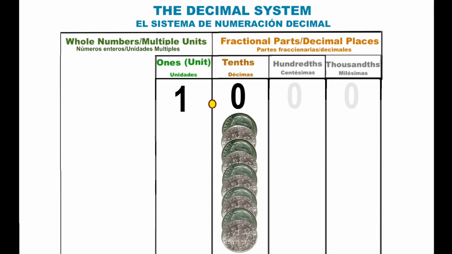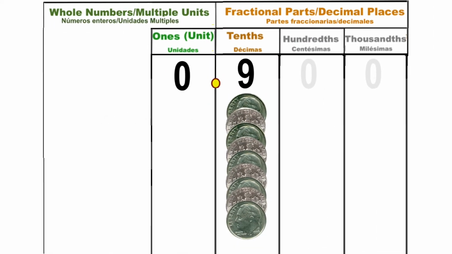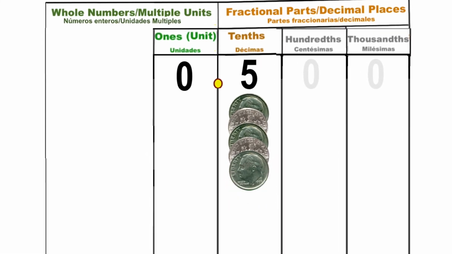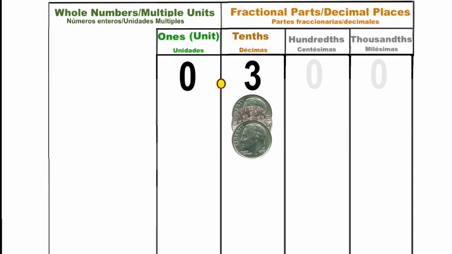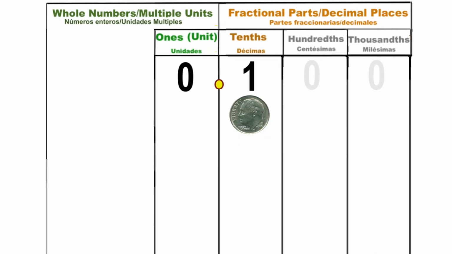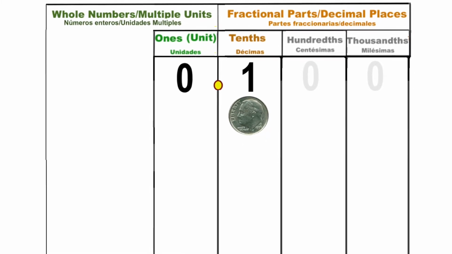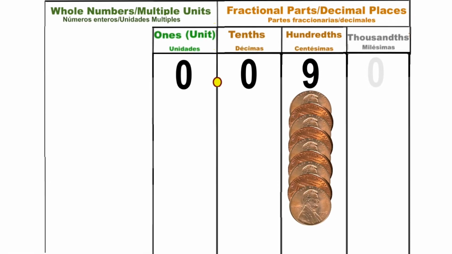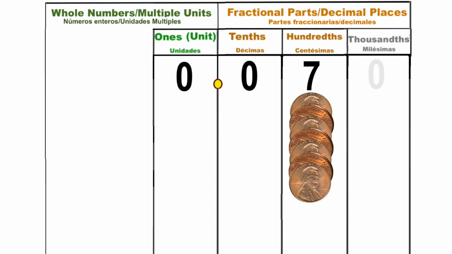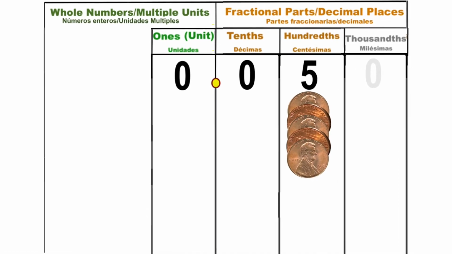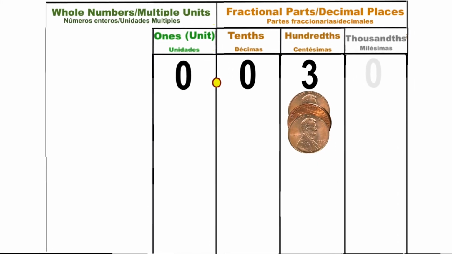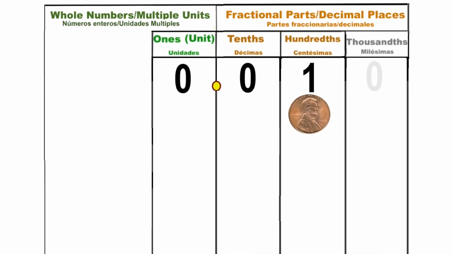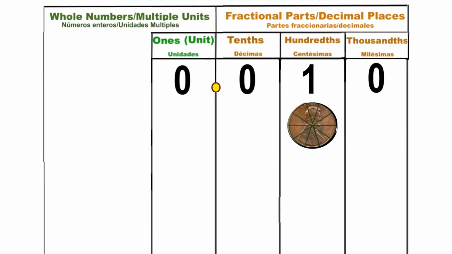Convert to 10 tenths. Count down 9 tenths, 8 tenths, 7 tenths, 6 tenths, 5 tenths, 4 tenths, 3 tenths, 2 tenths, 1 tenth. Convert 1 tenth to 10 hundredths. Count down 9 hundredths, 8 hundredths, 7 hundredths, 6 hundredths, 5 hundredths, 4 hundredths, 3 hundredths, 2 hundredths, 1 hundredth. Convert 1 hundredth to 10 thousandths.